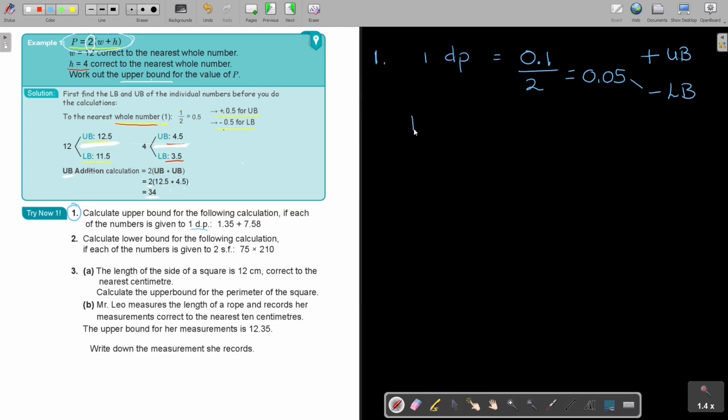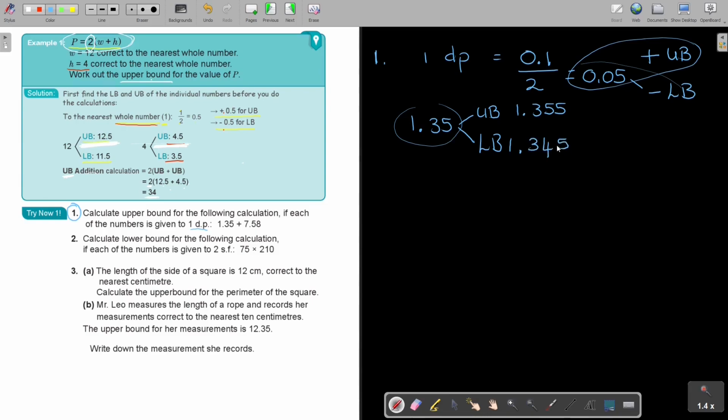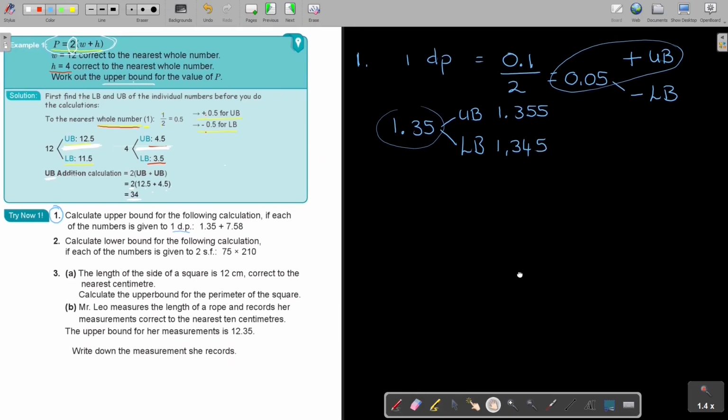So take the 1.35. Remember what I said, the note: always first find the upper and the lowers before you go into the calculation. So for the upper bound, and then I have my lower bound. If I add, for that one, what am I going to get? I'm going to get 1.355. And if I take 1.35 and I subtract 0.05, I'm going to get 1.345. That is my numbers. I just want to rewrite it so close to that number. 1.345.